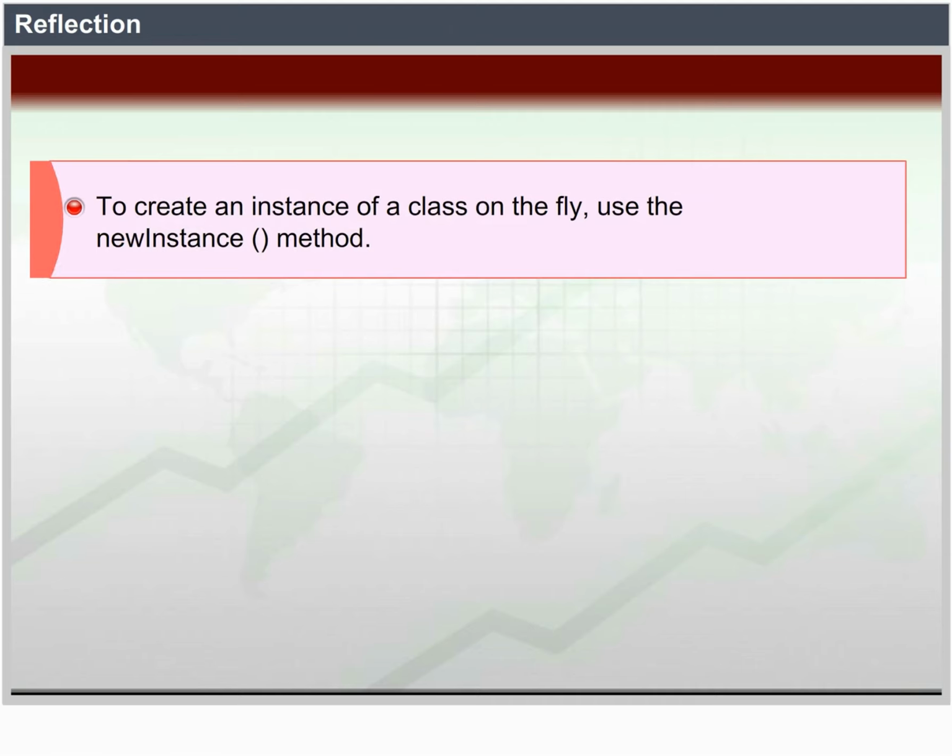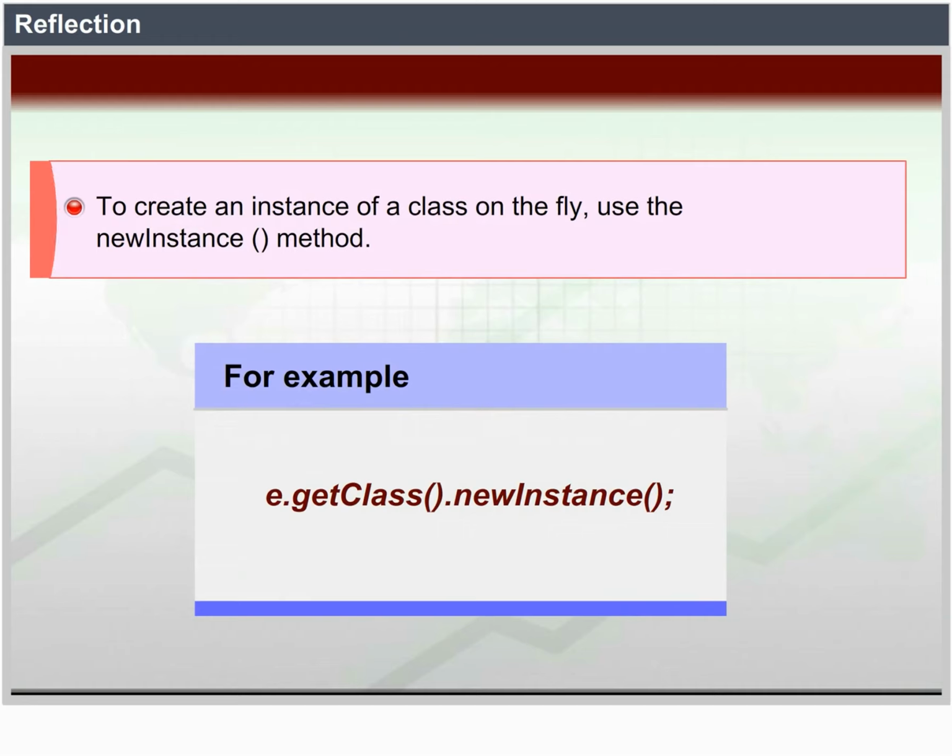To create an instance of a class on the fly, use the newInstance method. For example, e.getClass().newInstance().